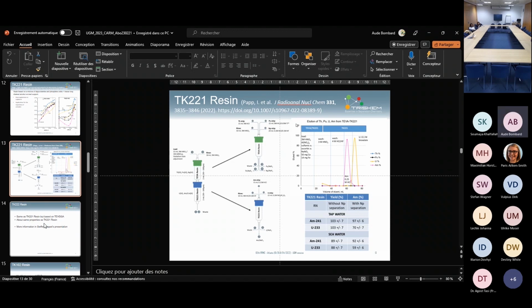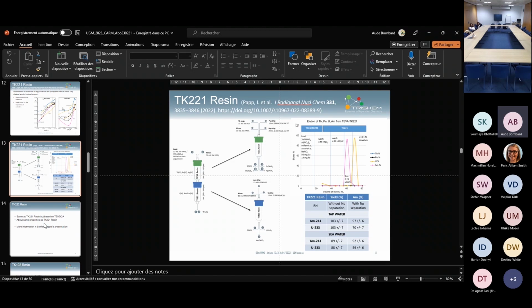So the load solution is 3 molar HNO3 with some aluminum nitrate and sulfamic acid for doing the redox cycle on the plutonium. So plutonium, thorium, and neptunium stay on the TEVA resin, and americium, curium, and uranium go through the TEVA and remain fixed on the TK221. And then, for the TEVA, there is a rinse with 9 M HCl for eluting the thorium. In this case, they are doing the plutonium elution in 9 M HCl in the presence of titanium trichloride. And finally, the neptunium is eluted in 0.1 M HCl in the presence of HF. So this is for this part.